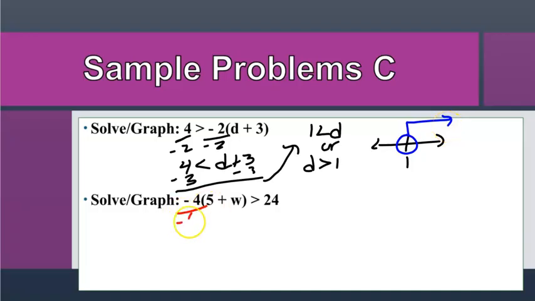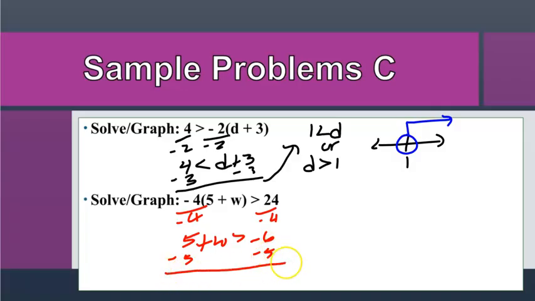Next, divide everything by negative 4. We got 5 plus w is greater than negative 6. Subtract 5 on both sides. And we have w is greater than negative 11. Number line, got negative 11 here. Open circle at negative 11. Greater than means going to the right.